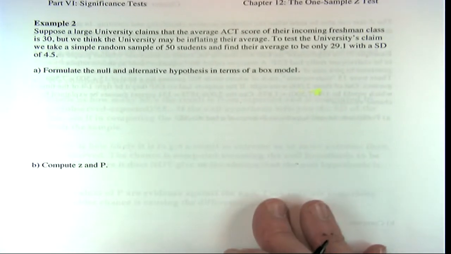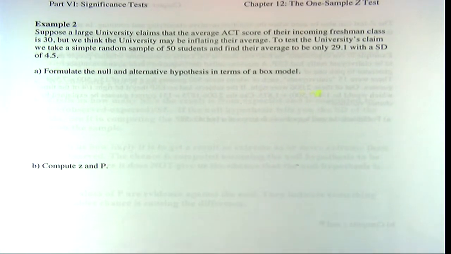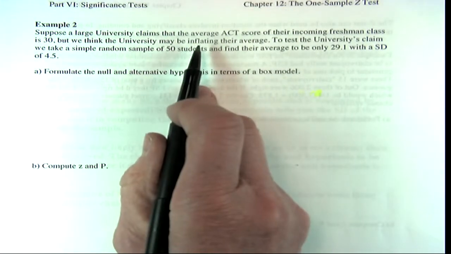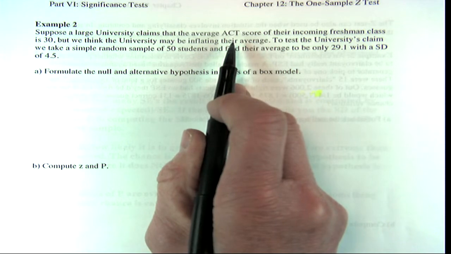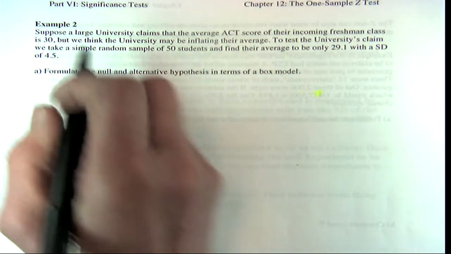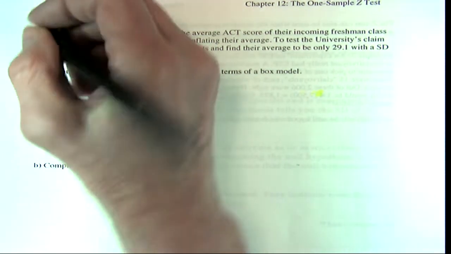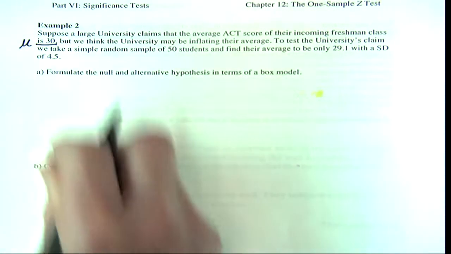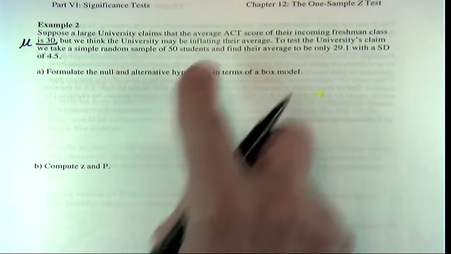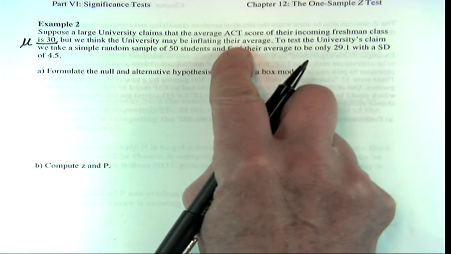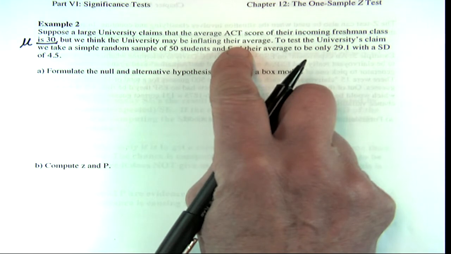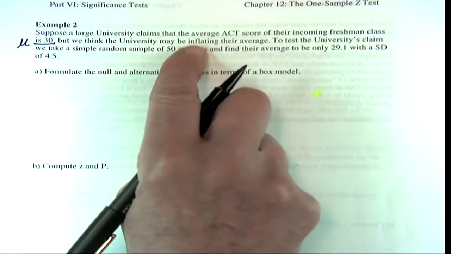This is a very typical example, much more typical than the previous one. Suppose a large university claims that the average ACT score of their incoming freshman class is 30. So this is our mu, but this is a claim. But we think that the university might be inflating their average. Universities sometimes do this so their ratings get higher. So we're doubtful about this.